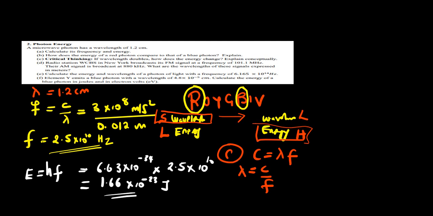Because of this relationship, if we double this wavelength, the frequency on the other hand will be halved. Let's say we double it by 2. The opposite of 2 will just be 1 over 2. So the frequency will be halved, and because you know that energy is proportional to frequency, the energy will also be halved.